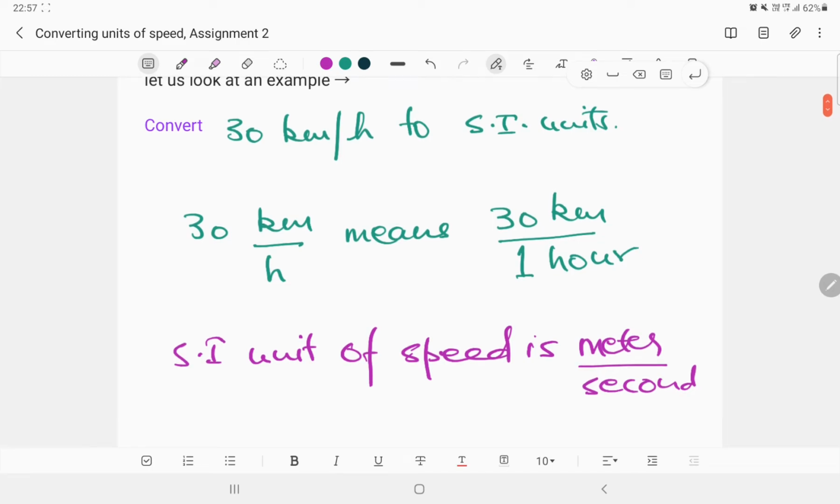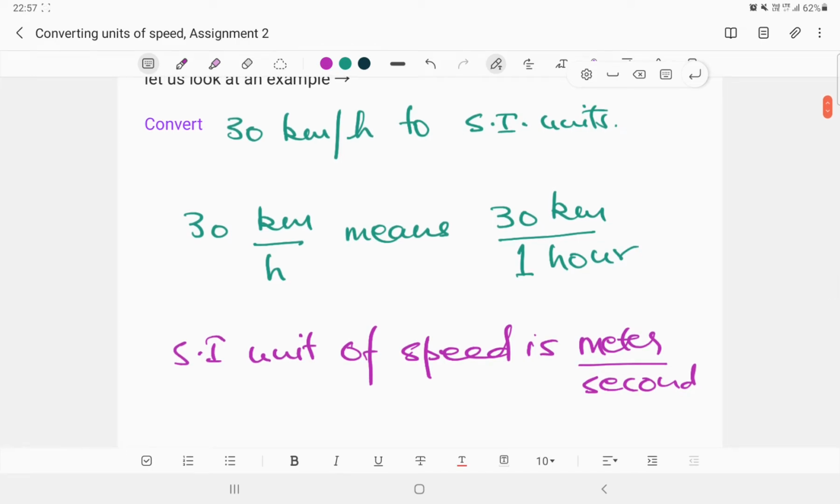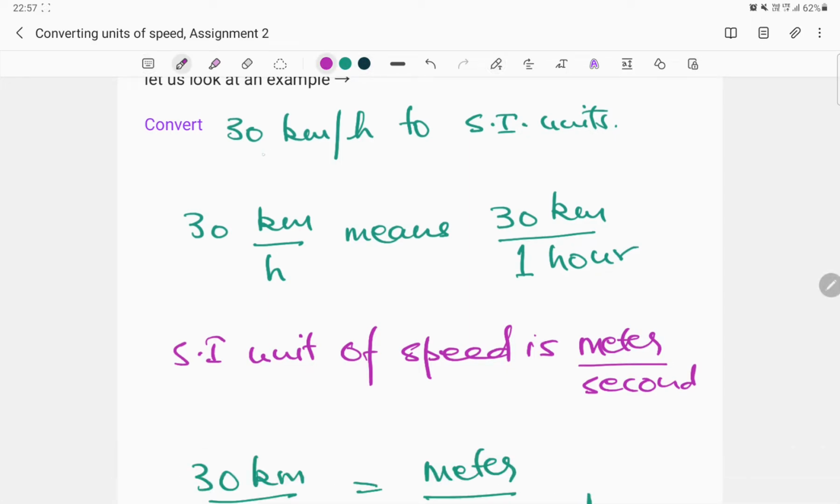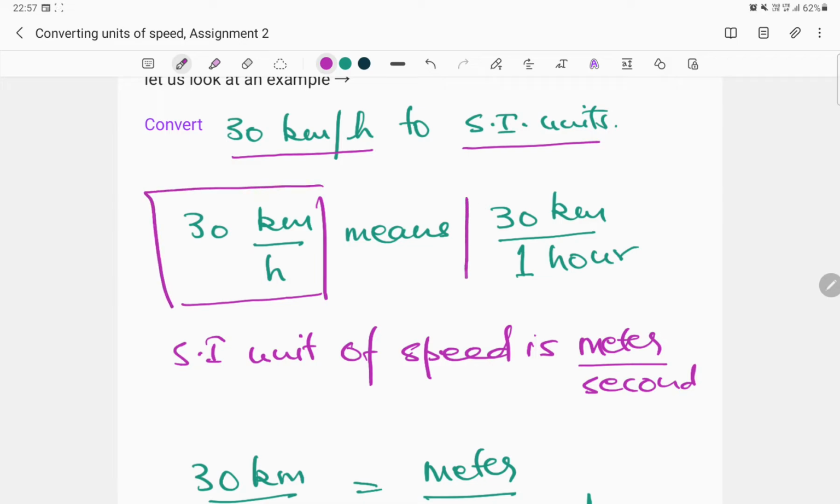Now we'll look at an example where we will learn how to convert one unit of speed into another unit of speed. So for example, we've got this first example. I am asking you to convert 30 kilometers per hour into SI units. Now 30 kilometers per hour, what does this mean? This simply means that something has traveled 30 kilometers in 1 hour. So 30 kilometers per hour simply means 30 kilometers has been traveled by an object in 1 hour.